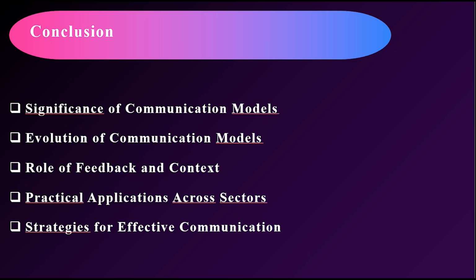The earlier linear model depicts communication as a straightforward one-way process where a sender transmits a message to a receiver through a channel, often affected by noise. While this model is useful for understanding the basics of message transmission, it does not account for feedback or interaction, which are crucial in real-world communication.